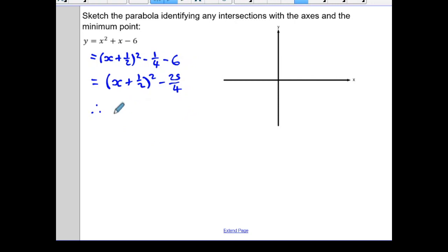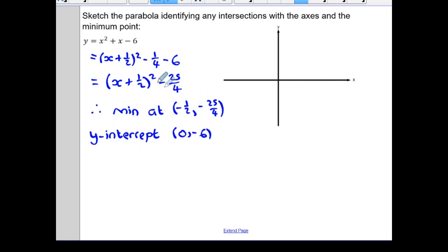Therefore, this quadratic has a minimum point at minus a half, negative 25 over 4. We can see from the equation that our y-intercept is going to be at 0, minus 6. Substituting x equals 0 in gives us minus 6.